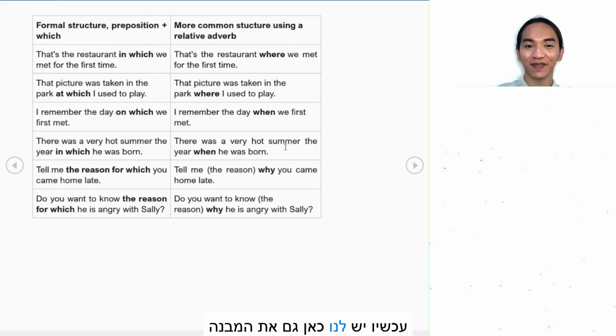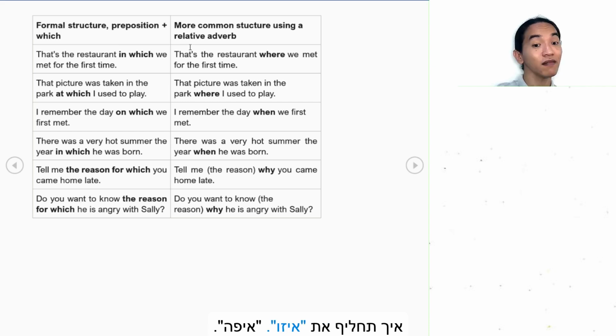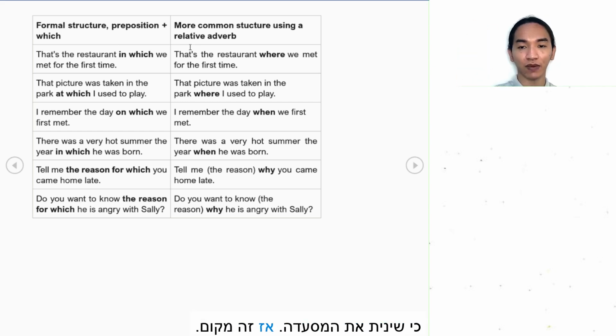Okay. Now, we also have here your formal structure, preposition plus which, and then the more common structure using relative adverbs. So let's see them here. That's the restaurant in which we met for the first time. So how would you replace in which there? Where, because you modify the restaurant, so it's a place. That's the restaurant where we met for the first time. Next, that picture was taken in the park at which I used to play. So this is the park, so we can also use where. All right, the picture was taken in the park where I used to play.